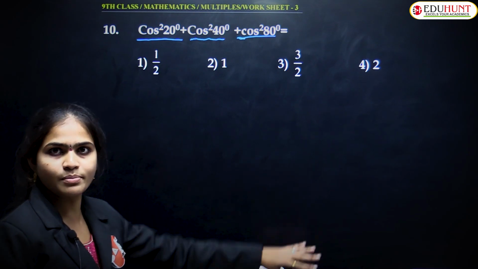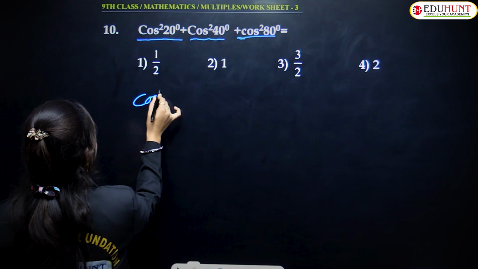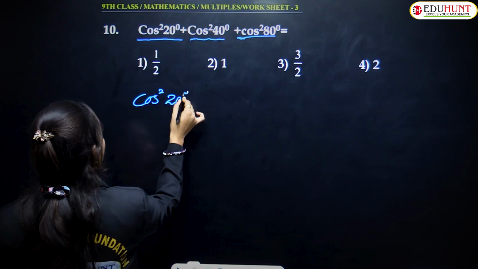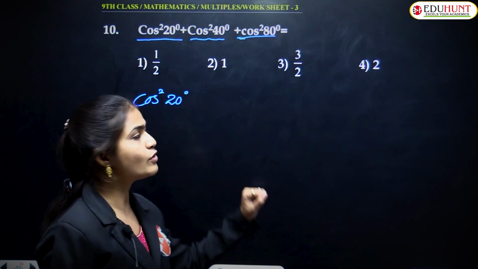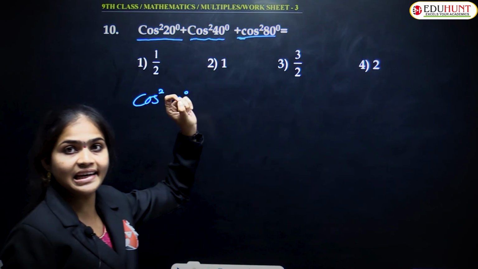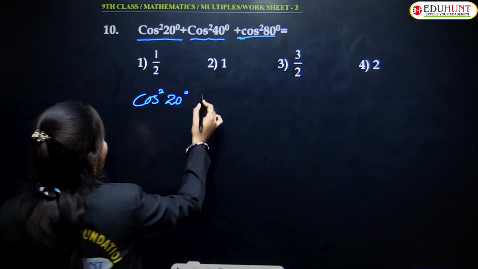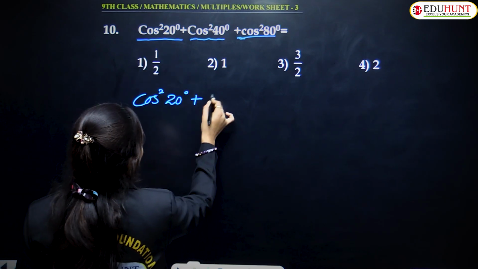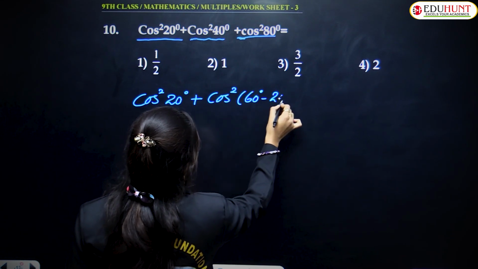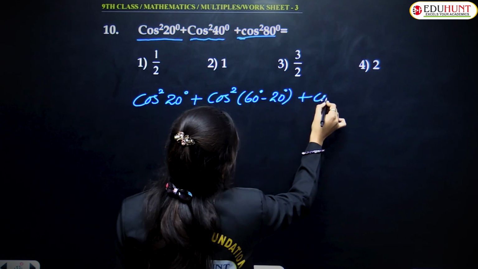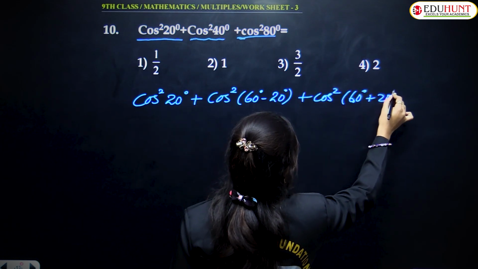Okay, so no need to simplify all this. Here we just have to remember one of the identities. First, this one we can write as cos square 20 degrees. It is always better to concentrate on the least angle. So first, in the question, you have to observe what the least angle given is. That least angle, always take like that only, and here always take that one as theta. So the next one is cos square (60 degrees minus 20 degrees) plus cos square (60 degrees plus 20 degrees).